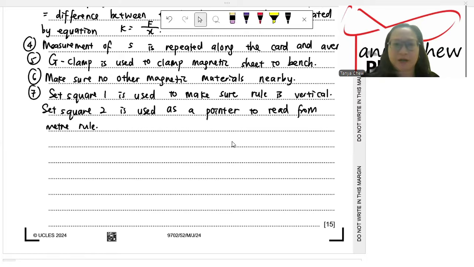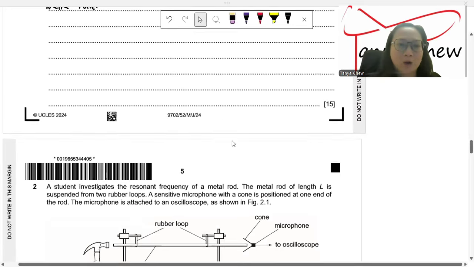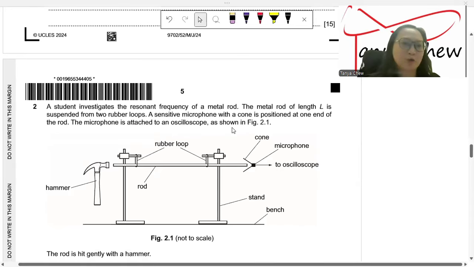I hope you can understand the first question better. Now, let us dive into the second question.